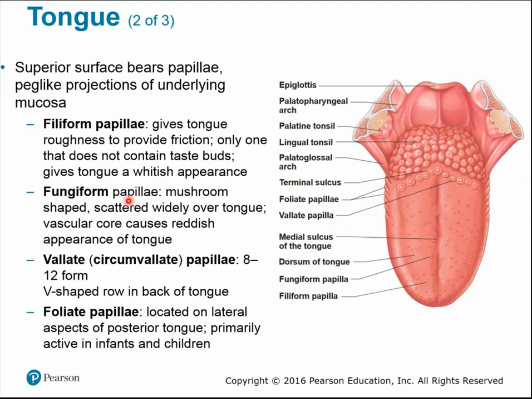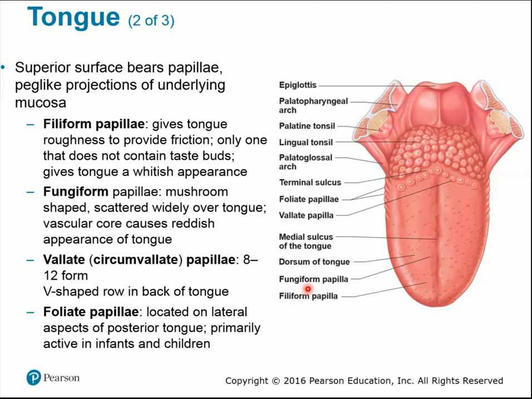There are four major types of taste buds. The first ones are the filiform papillae. These give the tongue some texture and roughness to help increase the friction when we are breaking down and chewing food. There aren't any real taste buds in the filiform papillae. They're more for just texture and that mechanical breakdown.